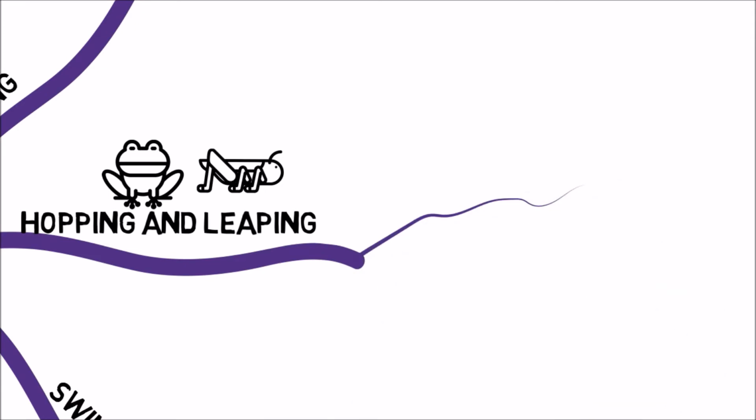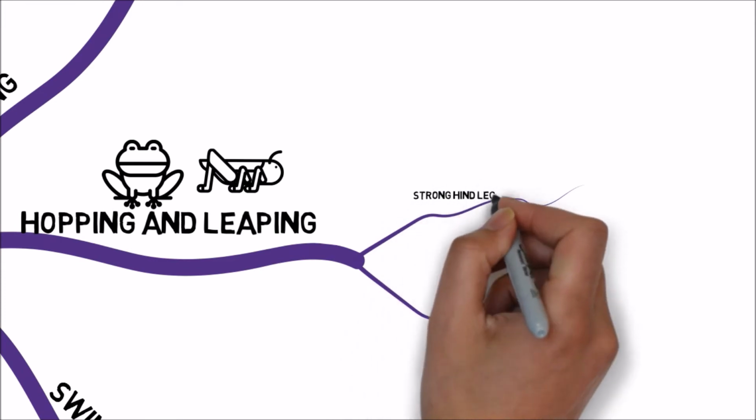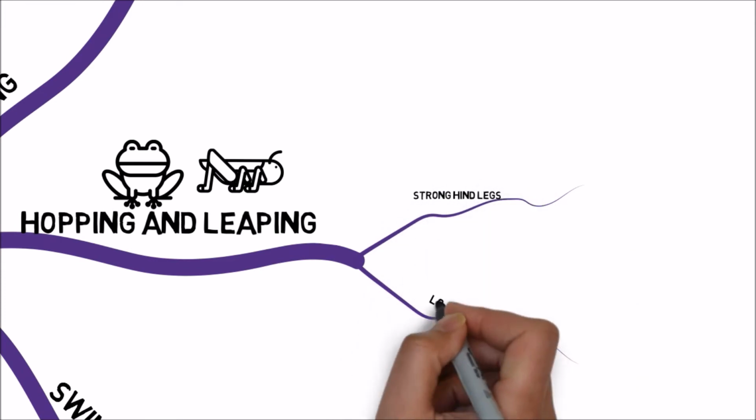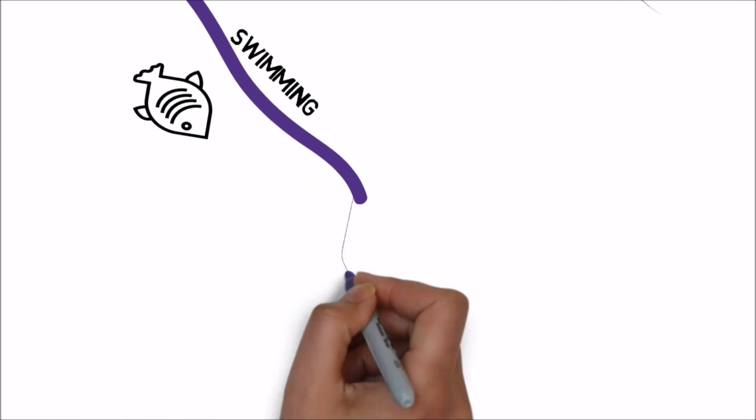And then I'm going to come to leaping and hopping. And these are very simple. They're just 2 adaptations. One, they have very strong hind legs that help them with the jumping. And of course, they have long hind legs. So those legs, again, are very long. Let's go to swimming, where we have fish.